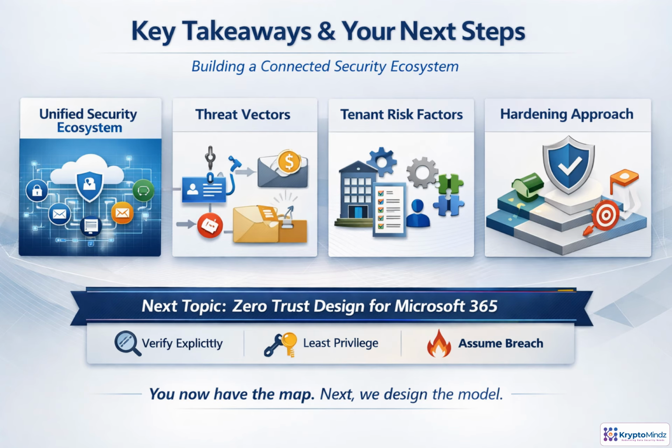Microsoft 365 security is a connected ecosystem. Identity, devices, email, collaboration, data, compliance, and governance all influence risks. Threats move across those boundaries, so tenant protection depends on architecture, configuration, licensing, operations, users, and integrations. The right hardening approach is risk-based, phased, validated, and sustainable.